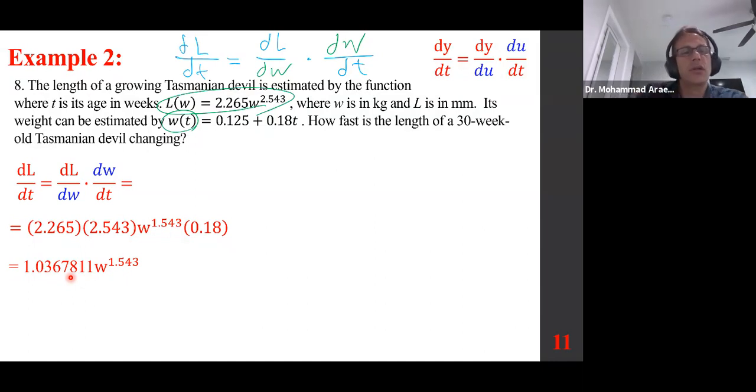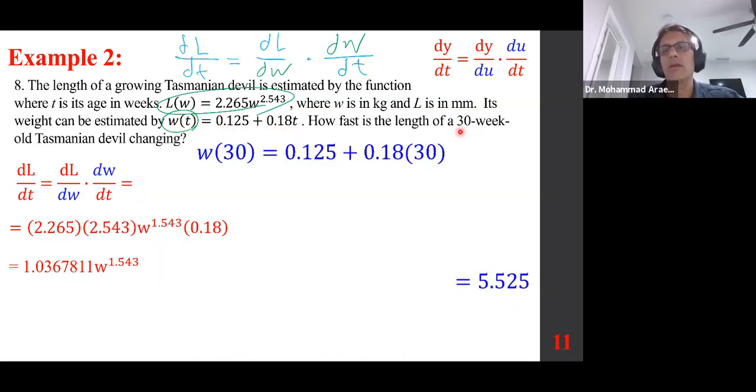Notice this is a function of W only. Now, if we were dealing with the function, we were interested in finding dl/dt as a function of t, we must replace the W with this, and that would be the end of the story. However, we want to see how fast the length is changing. You don't even have to change that. Just calculate the W, okay? So W is 0.125 plus 0.18 times t, which is 30, okay? So that means 5.525. You can plug it in here.